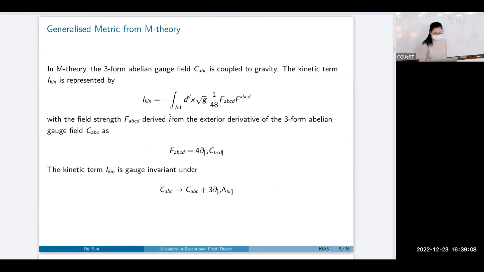Okay, so first let's review what happened, for people not familiar with the exceptional field theory. This naturally comes from M theory, where there's the three form field. This kinetic term is represented in this one. So this is a classical action in M theory, and this field strength is a partial derivative of the three form, so the kinetic term is gauge invariant under this gauge transformation. And this is important. We will come back to this when we try to prove that a Courant Algebroid can be properly used.